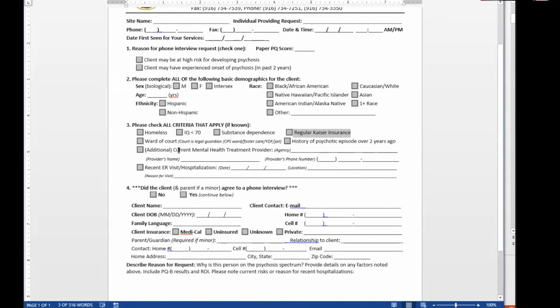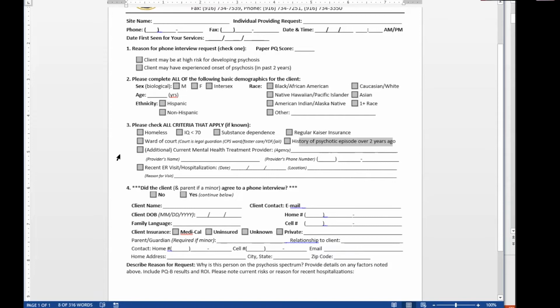Are they a ward of the court? For us in Sacramento County, that means we are looking at KDA and KDA level services, right? That's something we need to note early. So we would mark that. This item makes them think, has this person been ill for more than 2 years, right? Sometimes they know, sometimes they don't.